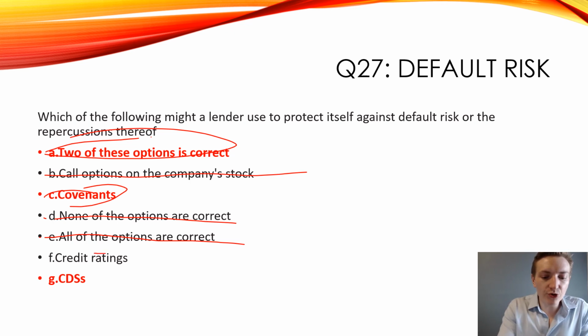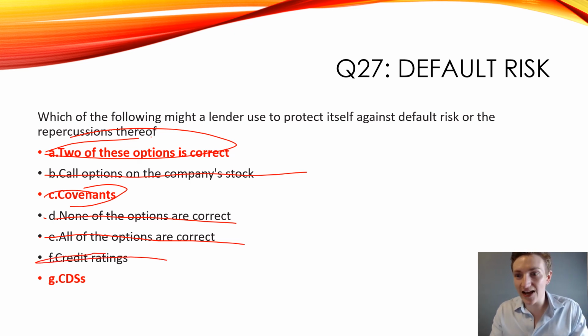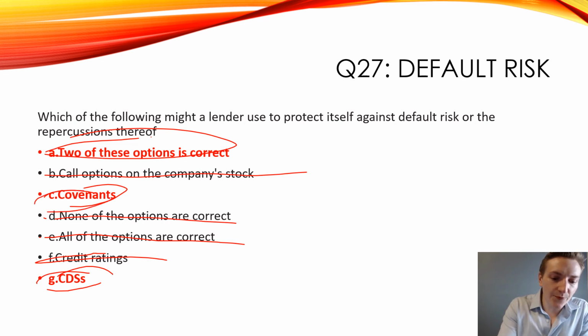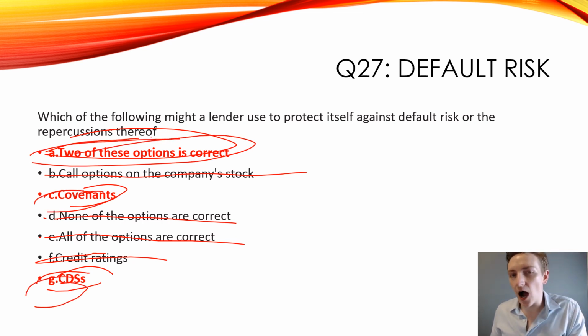Credit ratings don't protect you against default. Credit ratings are just a measure of default risk. Now, credit default swaps also can protect you against default risk. Think of them as being kind of like insurance against default. You effectively get a payout if there's a default. So hence, C and D can protect you against default. Therefore, you'd be selecting 2 of the options here as correct.